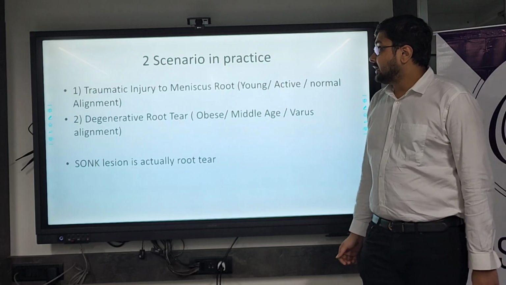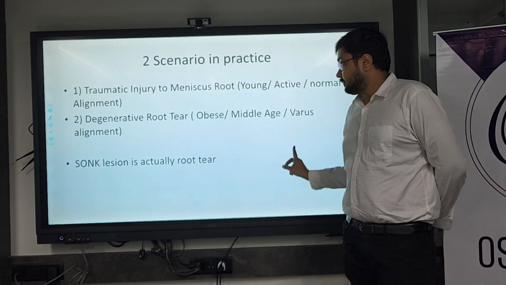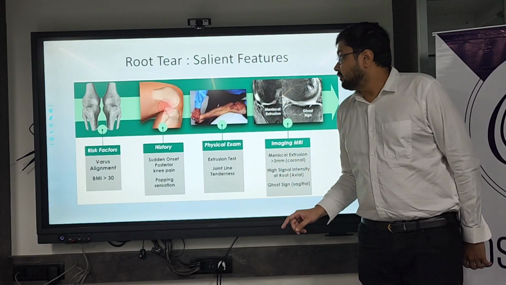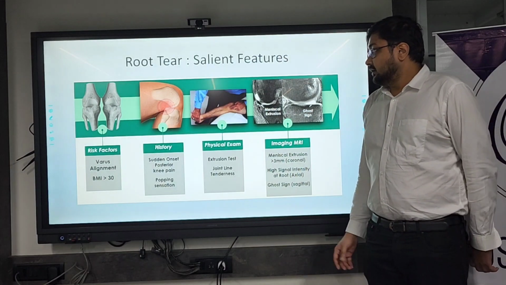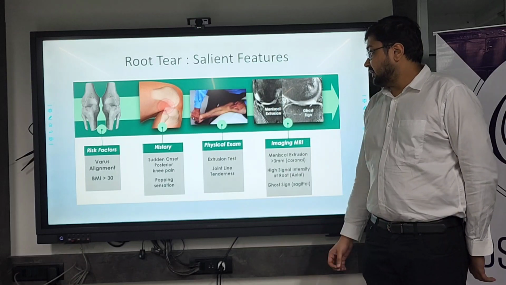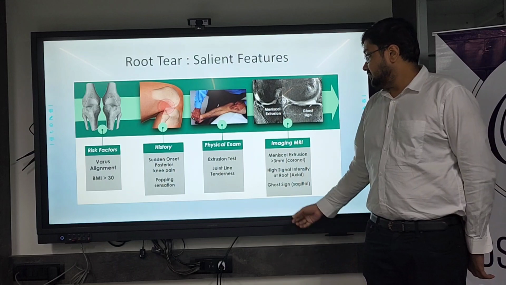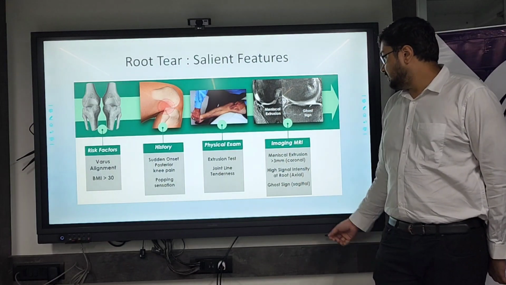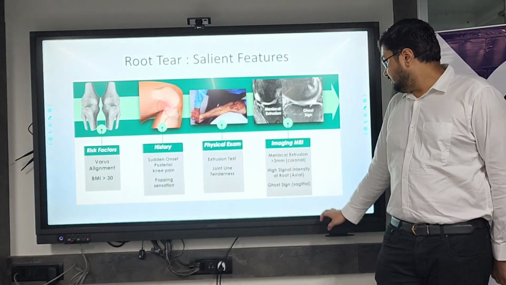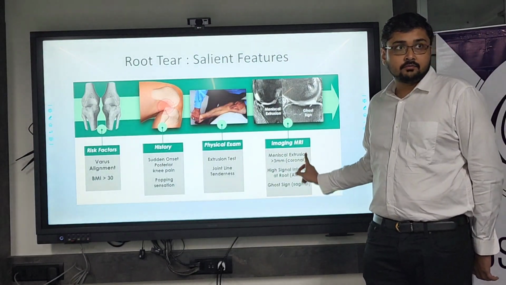There are 2 scenarios in practice: traumatic injury to the meniscus root or a degenerative root tear. Sound lesion is actually a root tear only. So what are the risk factors? Varus alignment, high BMI or obese patients. On history, sudden onset posterior knee pain and a popping sensation. On physical examination, there is joint line tenderness. On MRI, medial meniscus root extrusion of more than 3 mm, high signal intensity at the root, and a ghost sign are present.